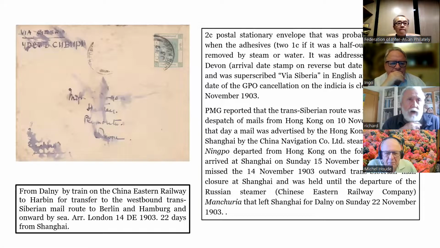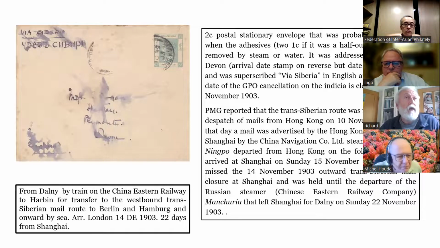I've actually written on this before, so I won't deal with this. This scruffy little number actually is a first day cover that went on the first mail out of Hong Kong through the British Post Office system on the Trans-Siberian Railway. It went on the steamer Ningbo, and the details are there.